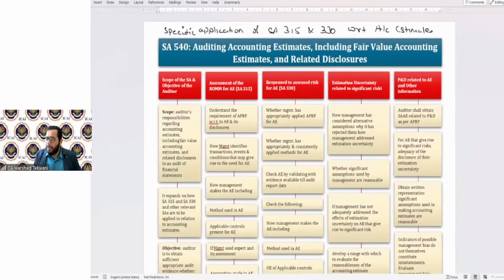Now, it also talks about management bias with respect to accounting estimates, evaluating the management bias. Now, remember we had a discussion in SA 240 regarding management bias. So same way it talks about management bias over here also.